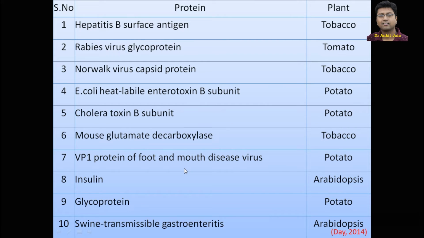So these are examples of vaccines that are under experiment, like hepatitis B surface antigen, rabies virus glycoprotein, Norwalk virus capsid protein, E. coli heat labile enterotoxin B subunit, cholera toxin B subunit, mouse glutamate decarboxylase, and so on. In the veterinary field, there is one vaccine used, that is swine transmissible gastroenteritis.